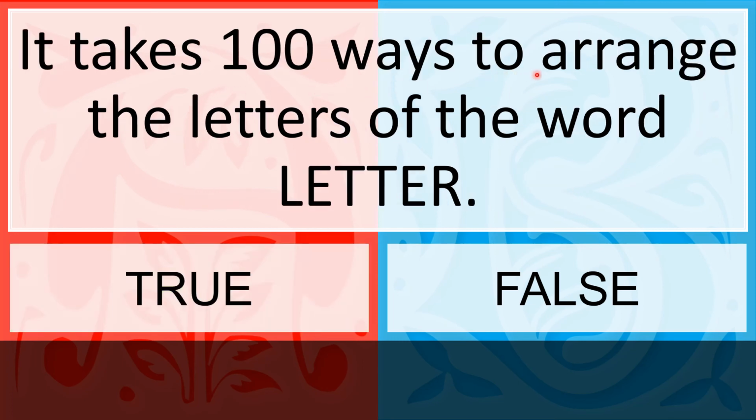It takes 100 ways to arrange the letters of the word letter. Is it true or false? It is false. Why? Letter has 6 letters. So, we have the numerator 6 times 5 times 4 times 3 times 2 times 1 all over, we have 2 identical E's, so 2 times 1, and another 2 identical T's, so another 2 times 1. So, if you're going to solve 6 times 5 times 4 times 3 times 2 times 1 all over 2 times 1 times 2 times 1, that is equal to 180 ways. So, it means this is false.